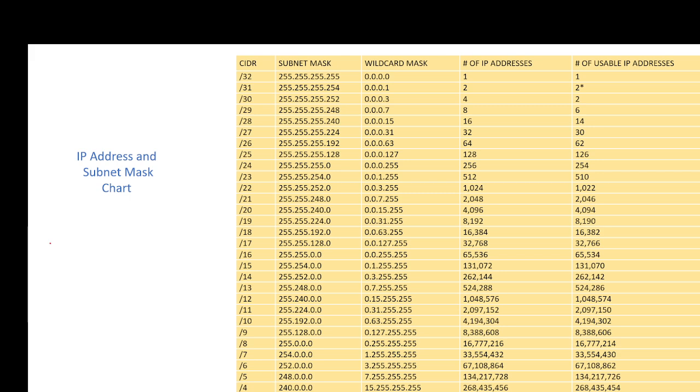See here in this CIDR box, I have started from /0 to /32, meaning we have a total of 32 bits, correct? And this /32 represents how many bits you want to give to the network, and the remaining can be used for the host, because an IP address means network plus host.